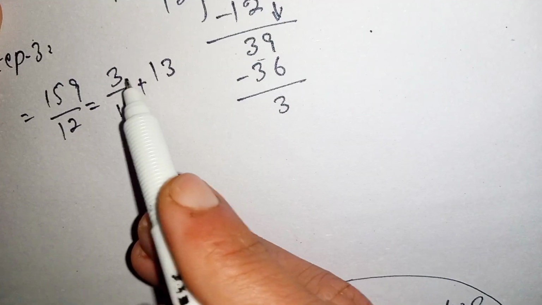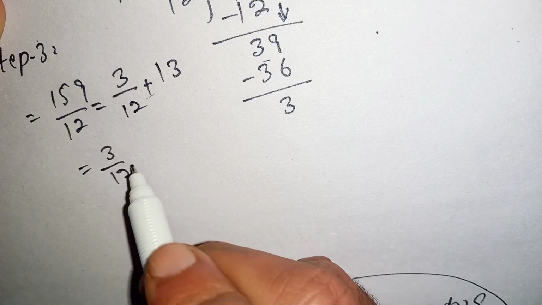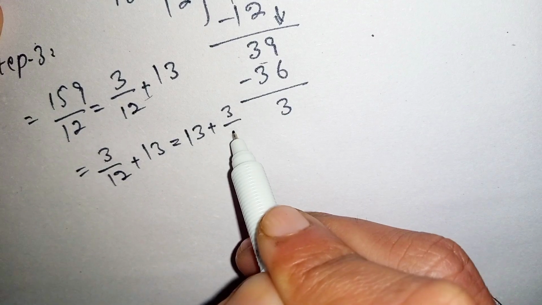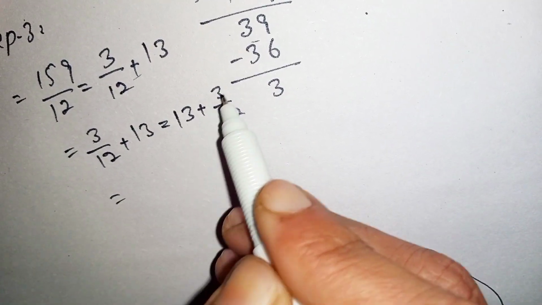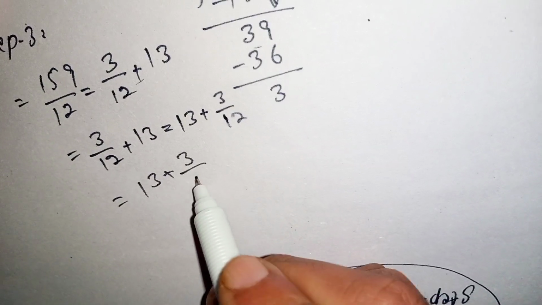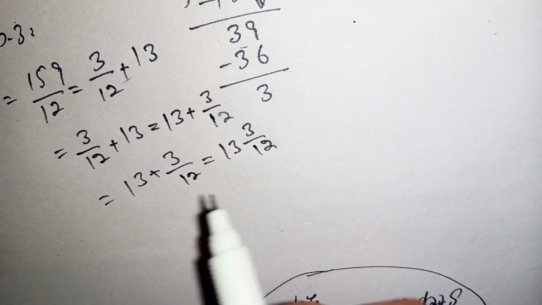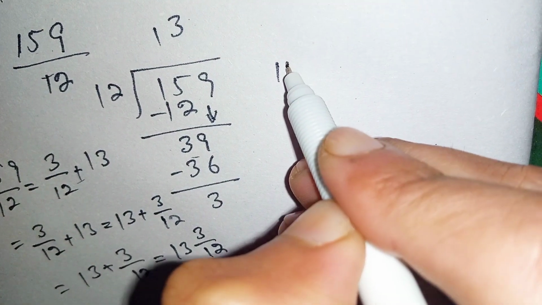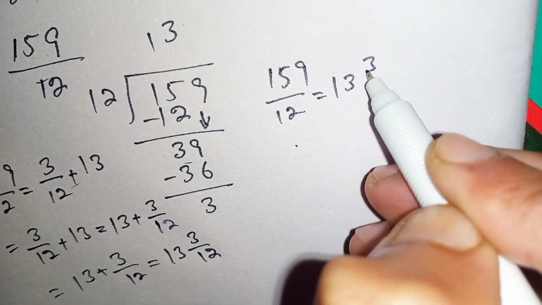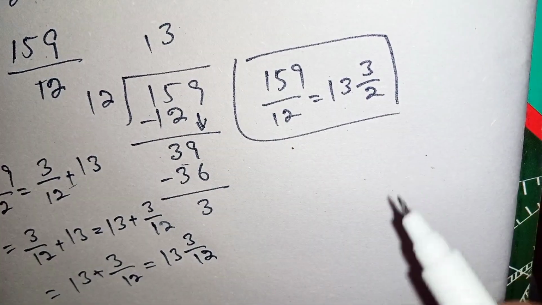So here we see that addition is commutative, so we will write 3 over 12 plus 13 is equal to 13 plus 3 over 12. Now we can write 13 plus 3 over 12 is equal to 13 and 3 over 12. So we wrote 159 over 12 is 13 and 3 over 12. So we converted this improper fraction into a mixed number.